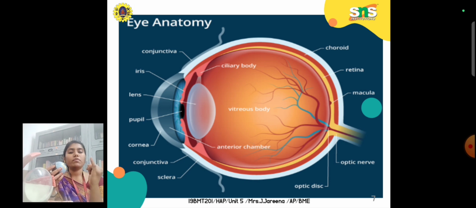The rods are meant for brightness, that is black and white, and cones are meant for color. This is what we call photoreceptors. These receptors convert the light we are sending into the eye into electrical signals. These electrical signals are processed by the brain so that we can have the perception of what we are seeing. So the innermost layer contains the photoreceptors, that is rods and cones.